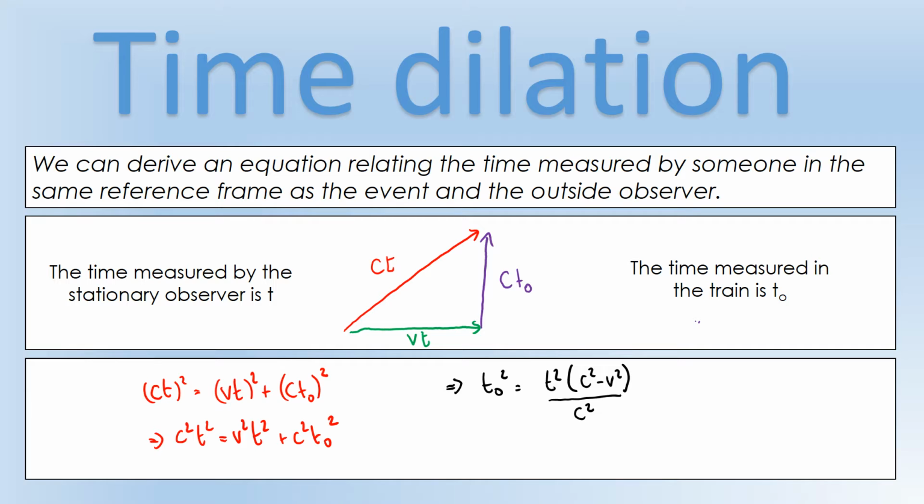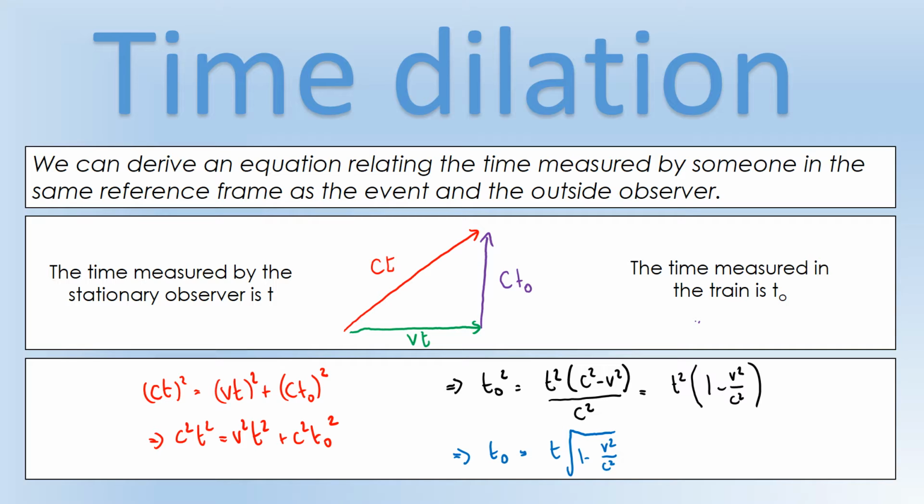I've just subtracted v squared t squared to the other side, and then I factorized out the t squared, and we end up with this expression here. And we're going to change it slightly, so I'm essentially going to divide the c squared through, so that's where the 1 comes from. It's c squared divided by c squared, and then v squared divided by c squared there. And then we can just square root the whole thing, and we end up with an expression.